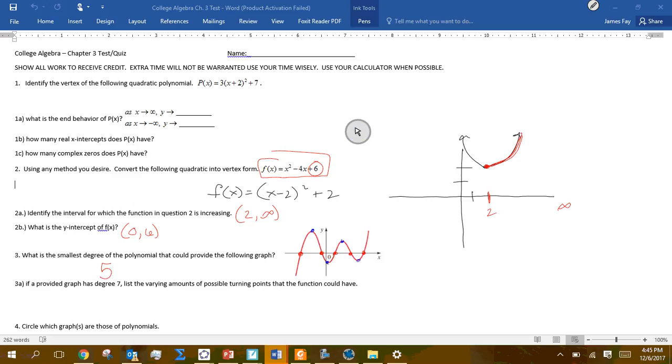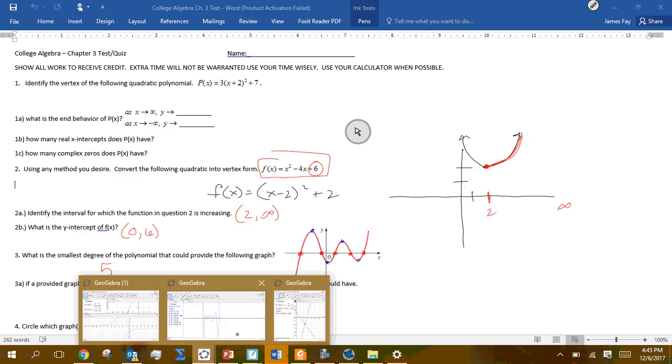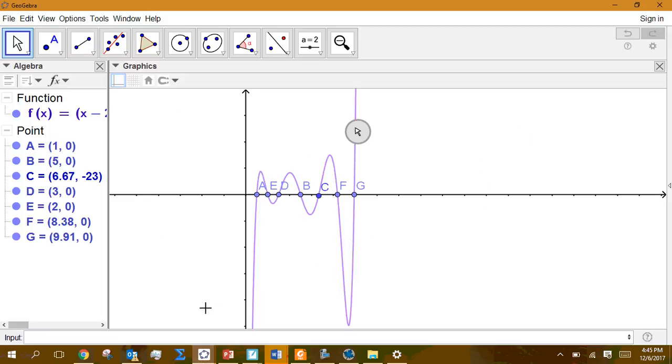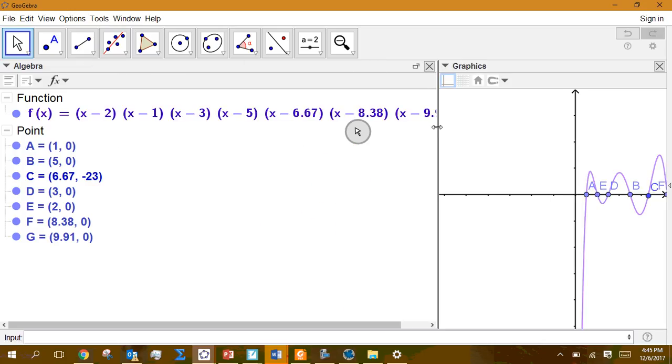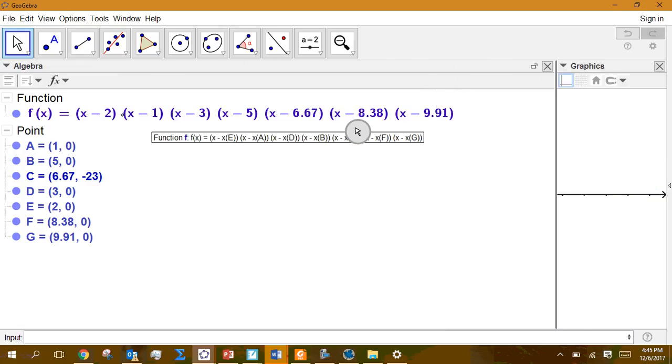A couple different ways of doing this. I think drawing a picture is going to be useful, and what I did is I created a GeoGebra for us here. Here's a situation where we know that this function is a 7th degree polynomial. If I look at the factors here, I should have 7: 1, 2, 3, 4, 5, 6, 7.